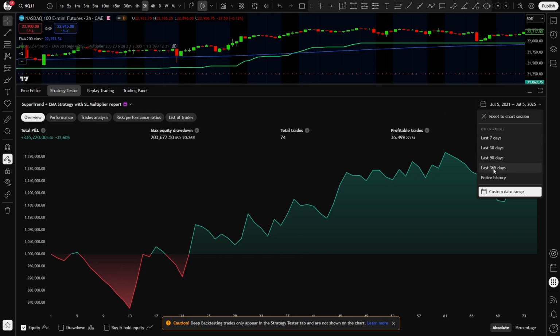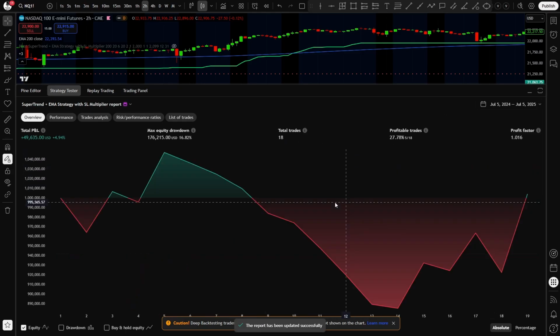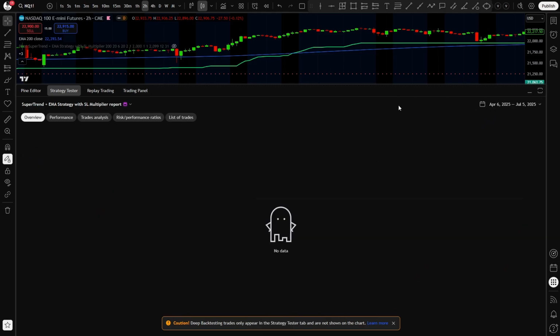Let's see how it performed in the last year alone. In the last year, it only made 5% net profit with a 16% maximum drawdown. I don't like those results at all. The last 90 days, and in the last 90 days, there were no trades, probably because it's the longer term setup.